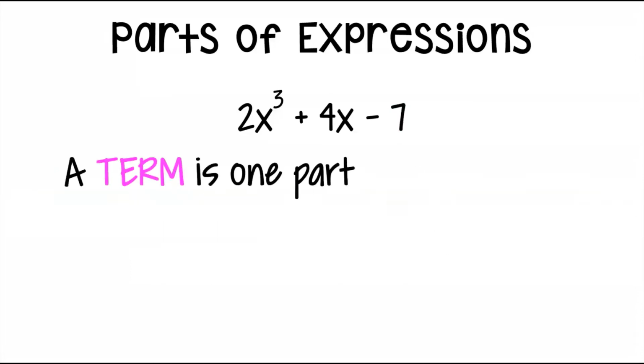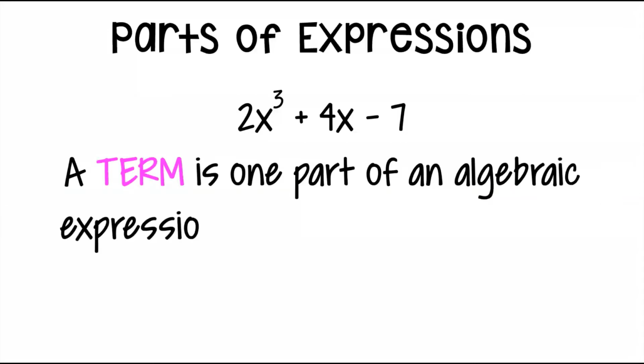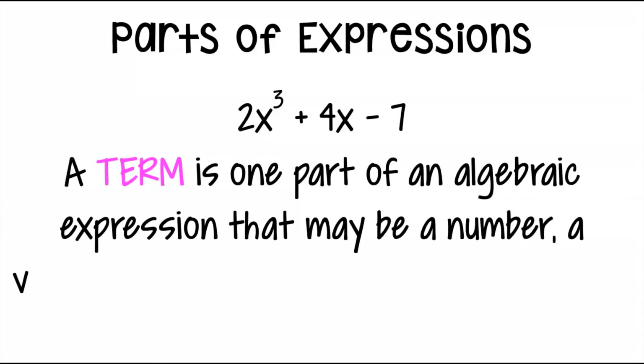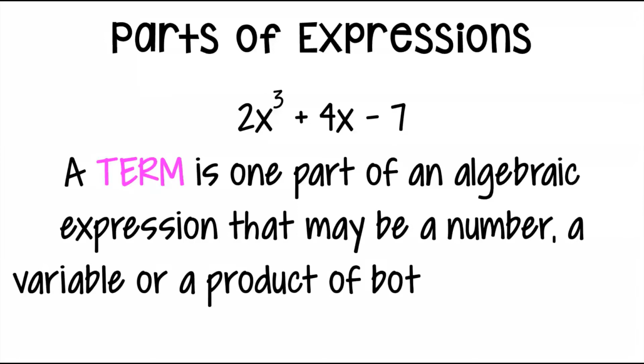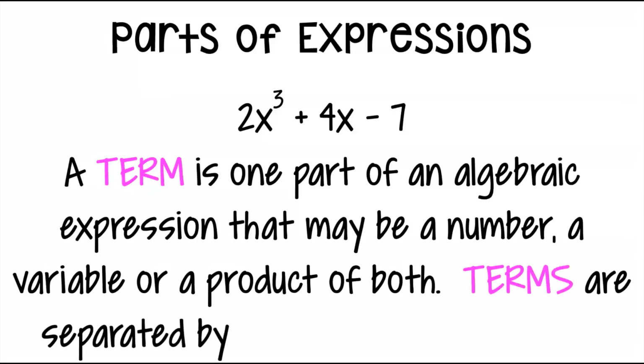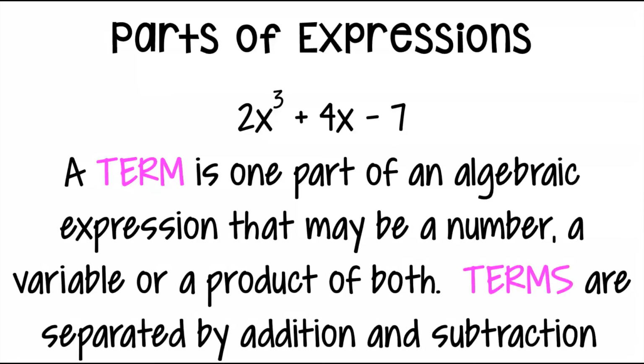And a term is one part of an algebraic expression that may be a number, a variable, or a product of both. Terms are separated by addition and subtraction. So in this case, 2x to the third, that's one term. 4 times x is a term. And 7 is a term. Notice that they're all separated by addition and subtraction signs.